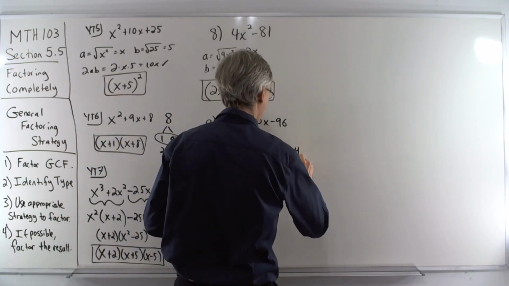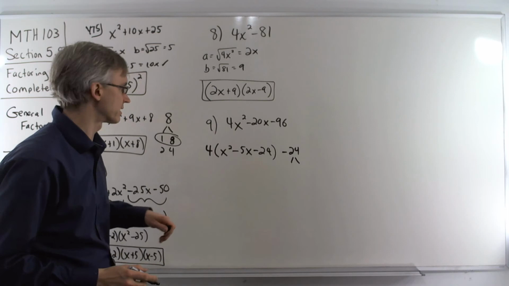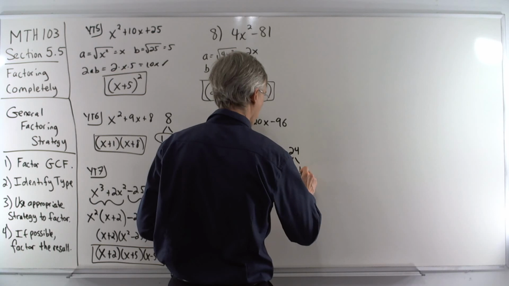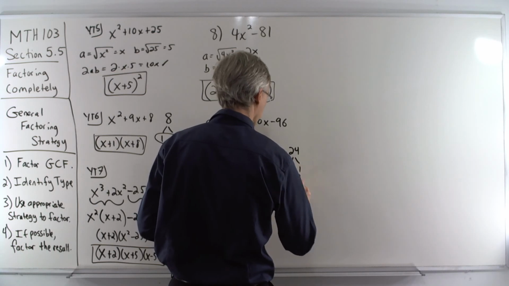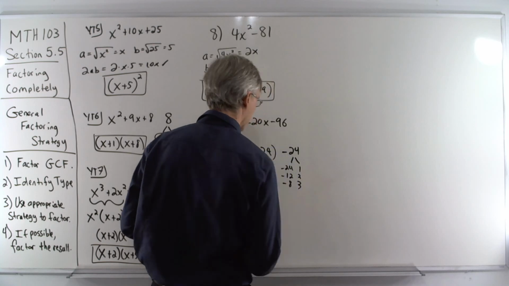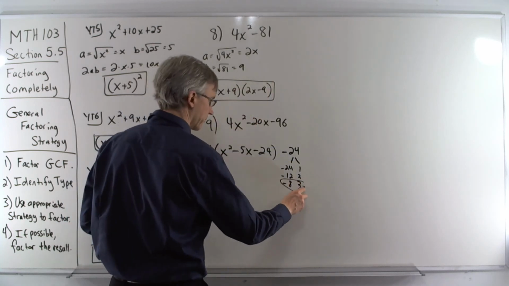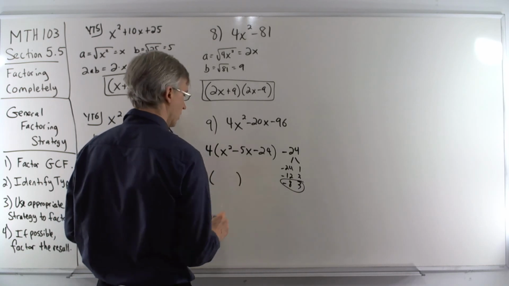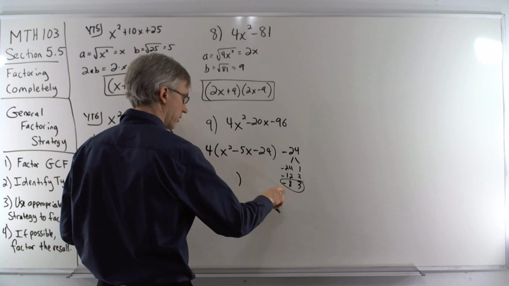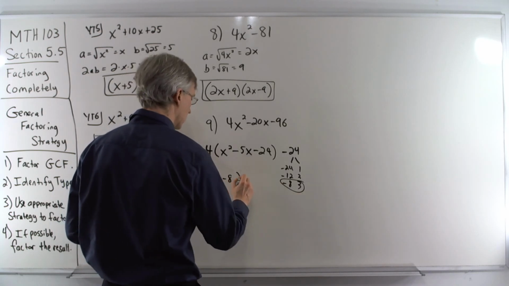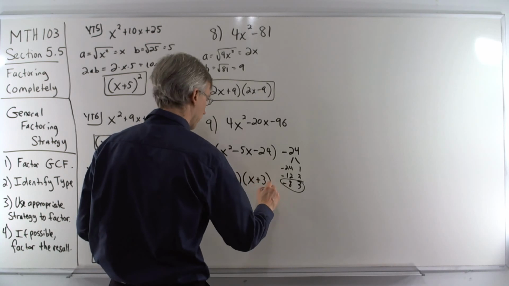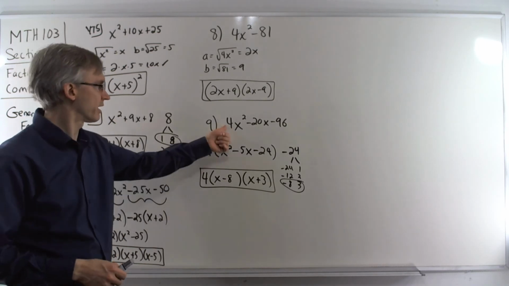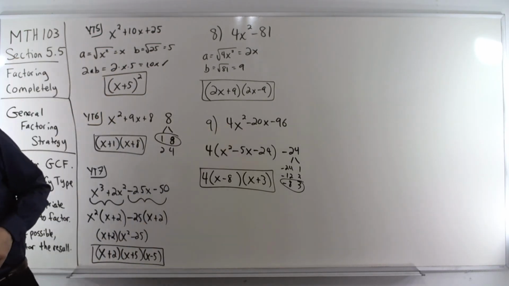Now we need to take negative 24 and find the factors that add together to equal negative 5. So we could have negative 24 and 1, negative 12 and 2, negative 8 and 3. All right, there's our pair, negative 8 and 3. Now make sure you keep that 4. Now our two binomials are using these two numbers, x minus 8 times x plus 3. So factoring out that GCF in the first step made that problem much, much easier.